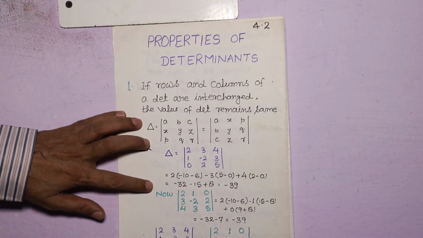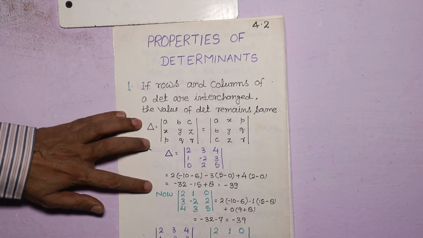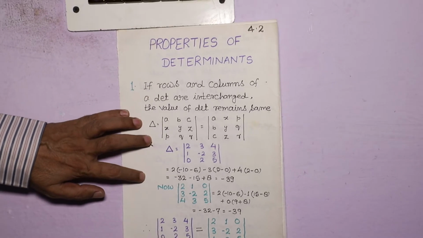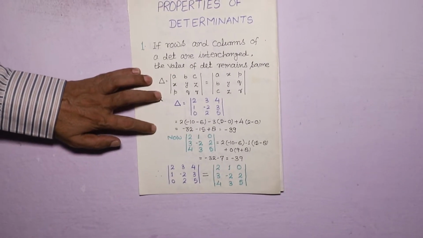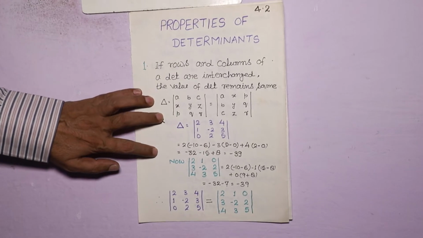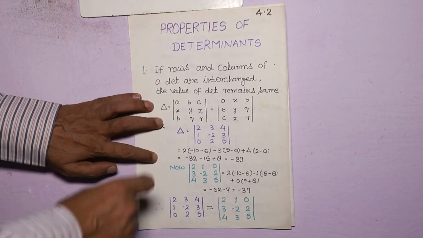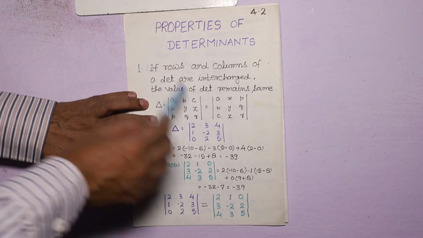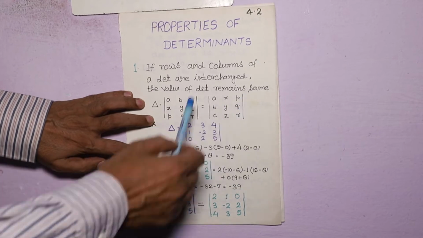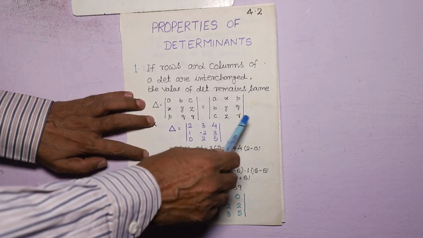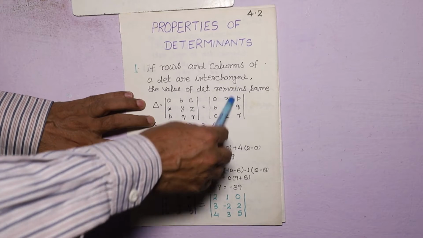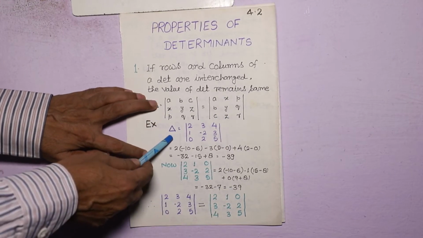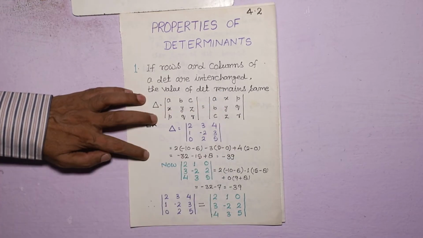So now, properties of the determinant. First property: if rows and columns of a determinant are interchanged, the value of the determinant remains the same. Like determinant A, B, C, X, Y, Z, P, Q, R, and A, X, P, B, Y, Q, C, Z, R. Here rows are changed into columns. In both cases, the values will be the same. You can take an example or you can expand them and you will get the value.